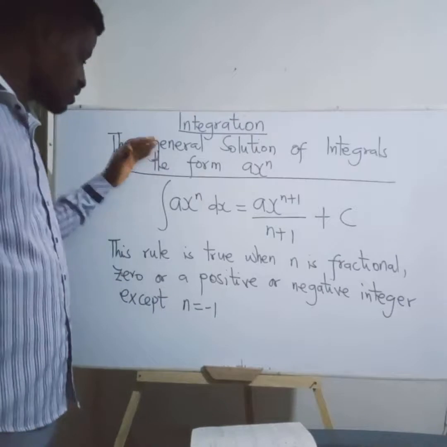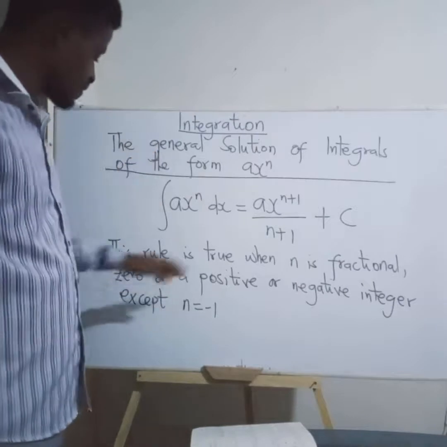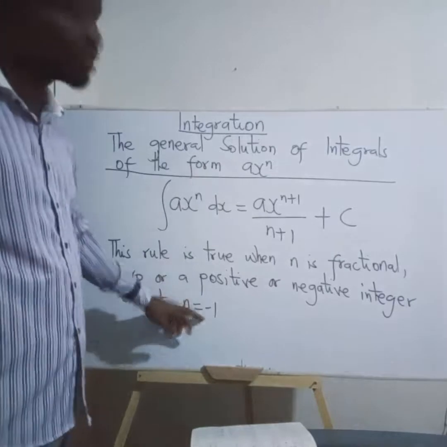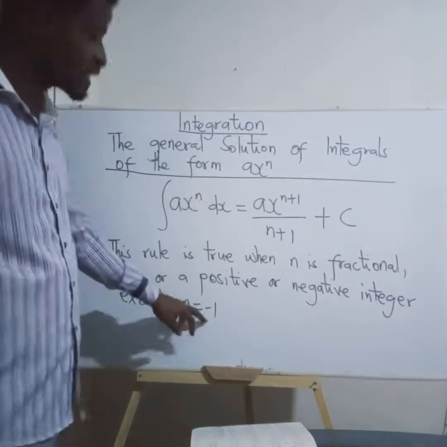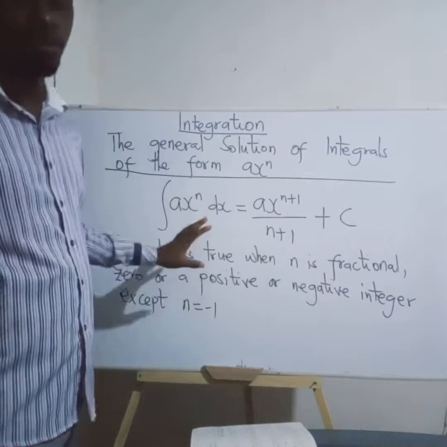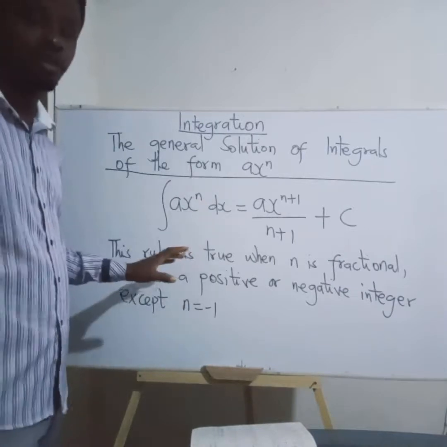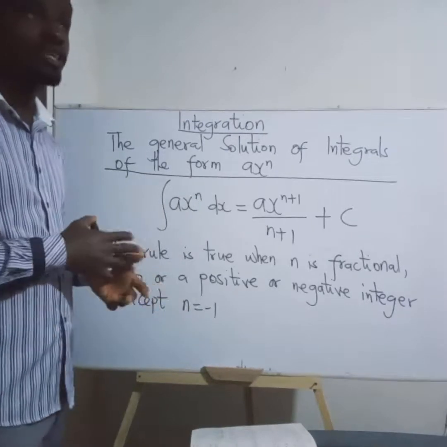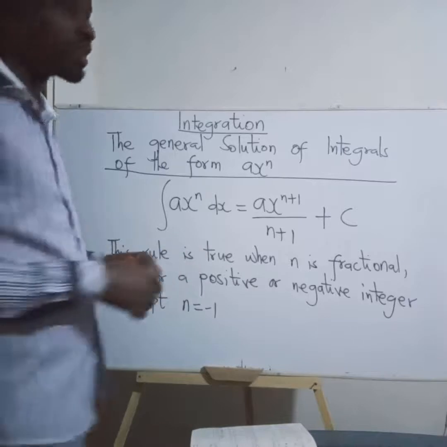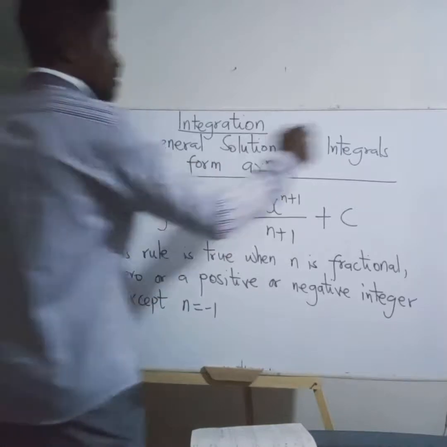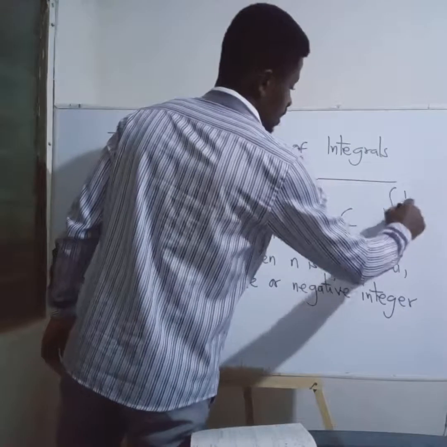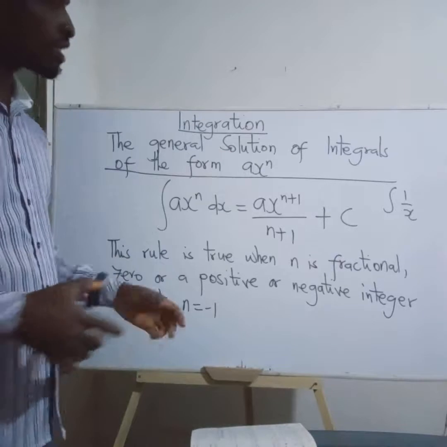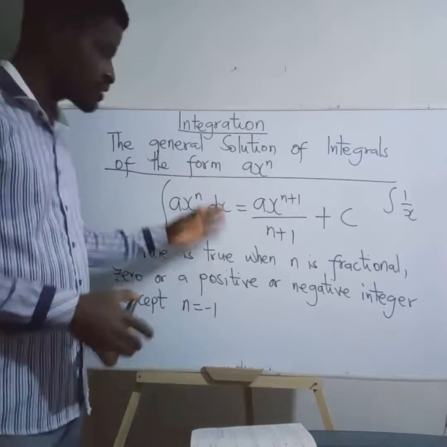So this rule is only true when n is fractional, 0, or a positive or negative integer, with the exception of -1. So n here cannot be -1 at this level. At a certain level, when you have it to be -1, we have a way of dealing with it. We introduce what we call the log. For example, when I have the integral of 1 over x, something like this. So we come to such integrals, but for now let's concentrate on this.